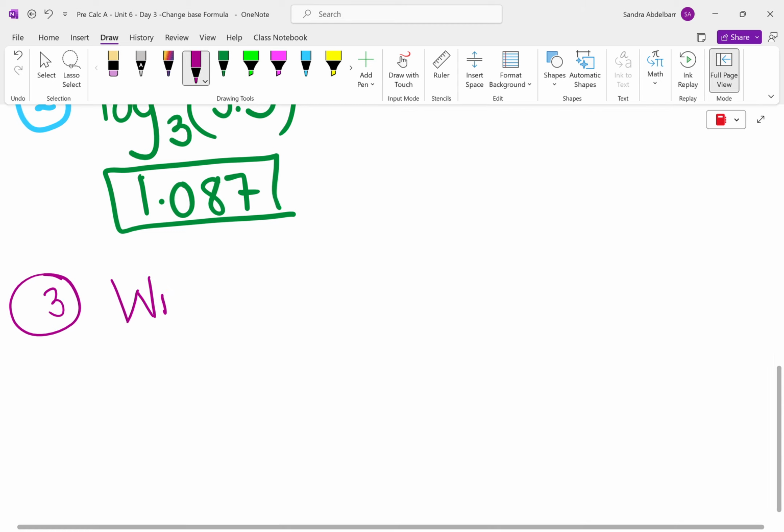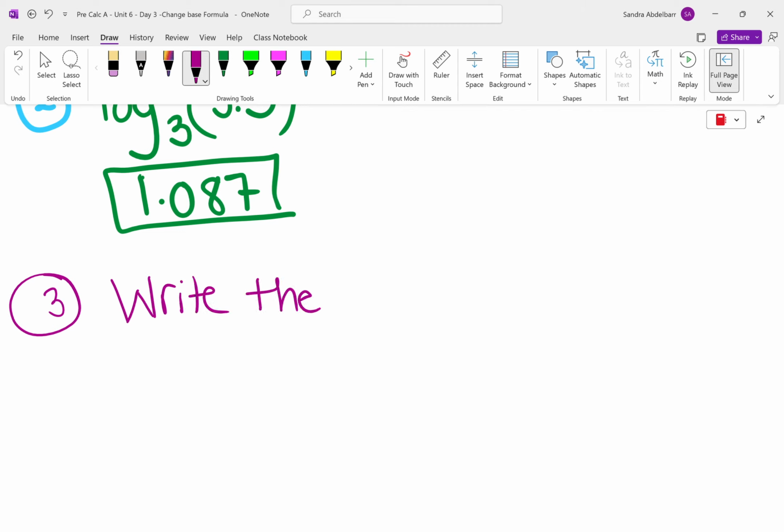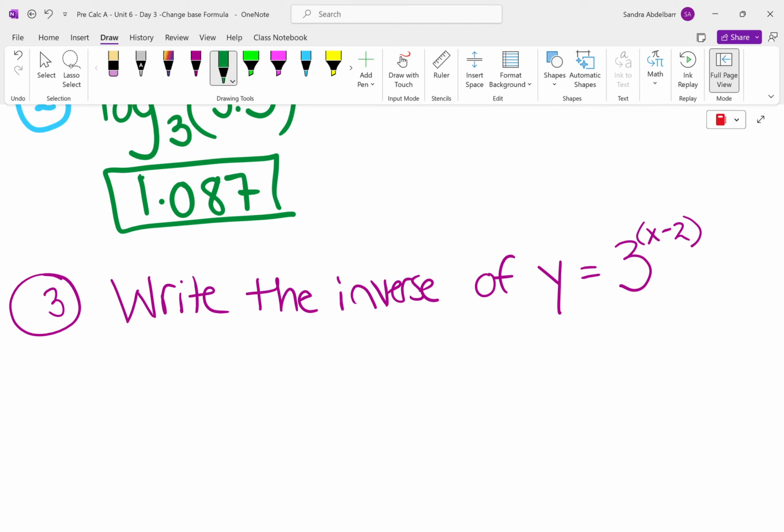I want us to write the inverse of y equals 3 raised to the x minus 2 power. So would it be like x equals 3 to the y minus 2 power? Good, but we're not done there, right? So here what we want to do, whenever we're asked to find the inverse of something, we switch x and y. So I'm going to have x is equal to 3 raised to the y minus 2 power. But after we switch x and y, what do we then have to do? Solve for y.